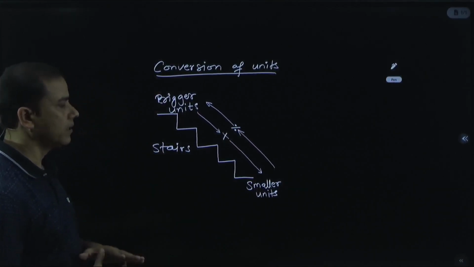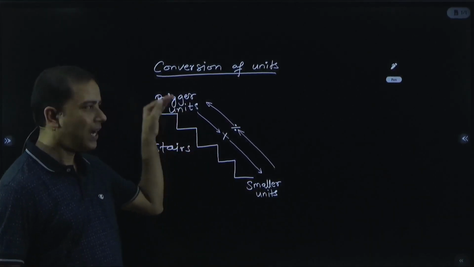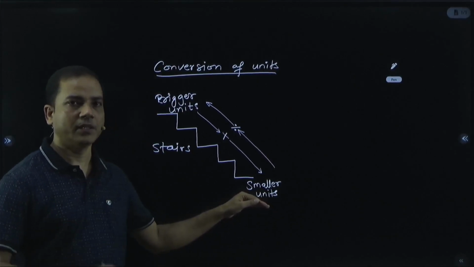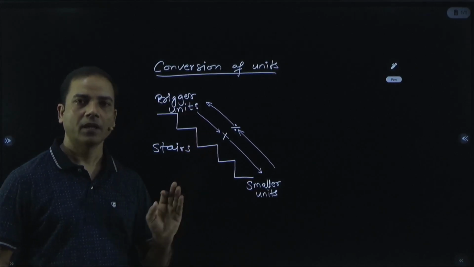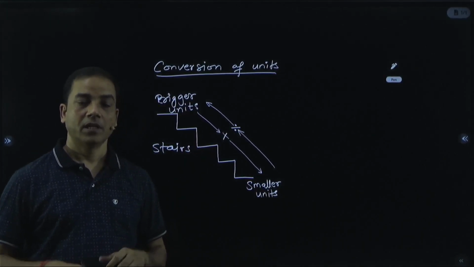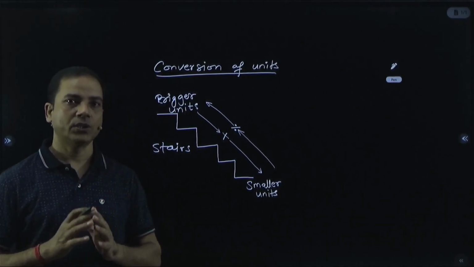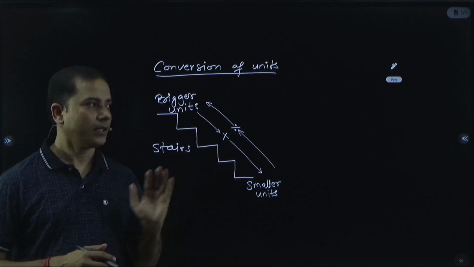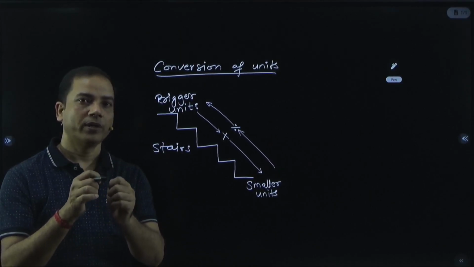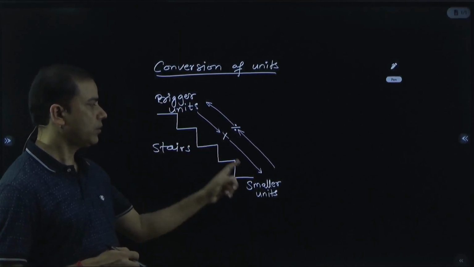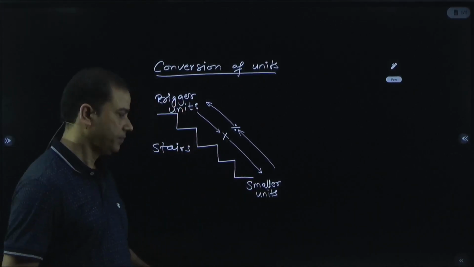So it's a very simple rule that you should remember. Bigger to smaller, up to down, multiply. Smaller to bigger, down to up, divide. Divide by what or multiply by what? I will explain this later in the further pages. But presently, just try to remember that bigger to smaller, you multiply, smaller to bigger, you divide.